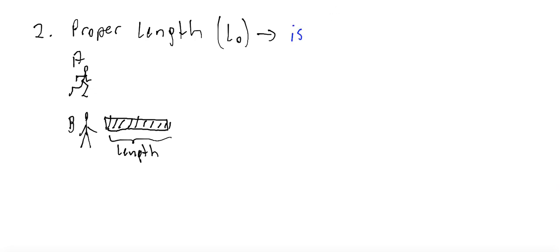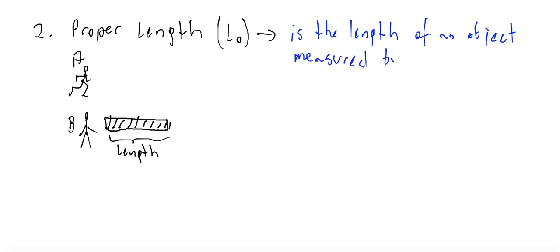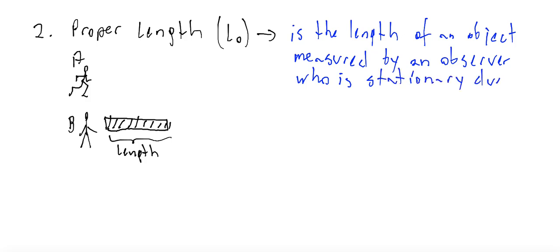Okay, it is the length of an object measured by an observer who is stationary due to the measured object.